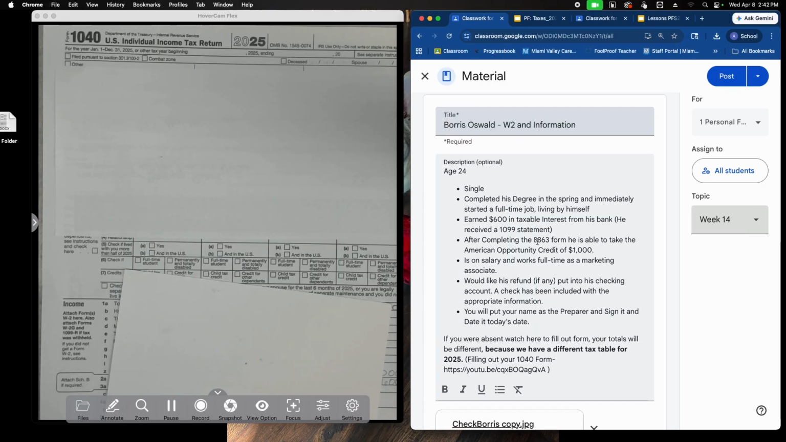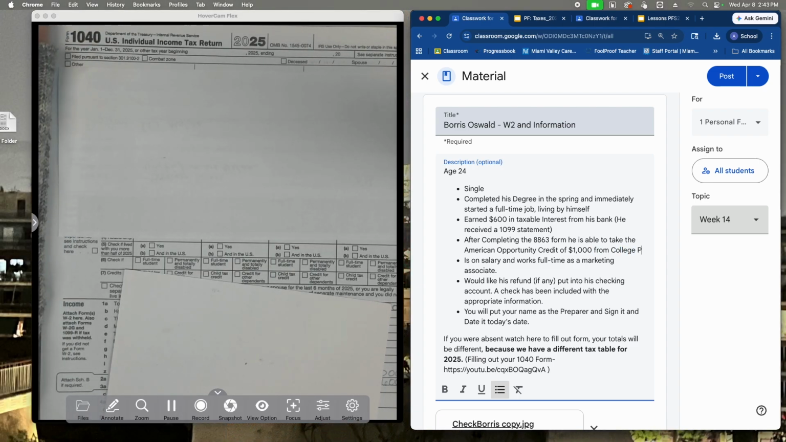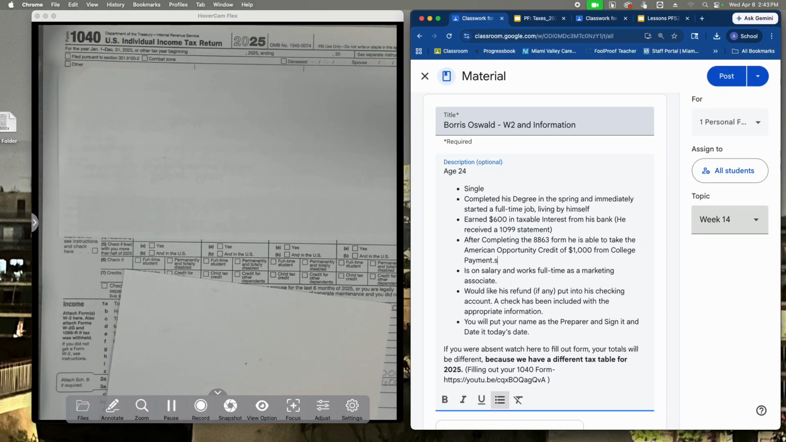After completing the 8863 form, he is also able to take an American Opportunity Credit of $1,000 that he paid from college payments. He is on salary and works full-time as a marketing associate.